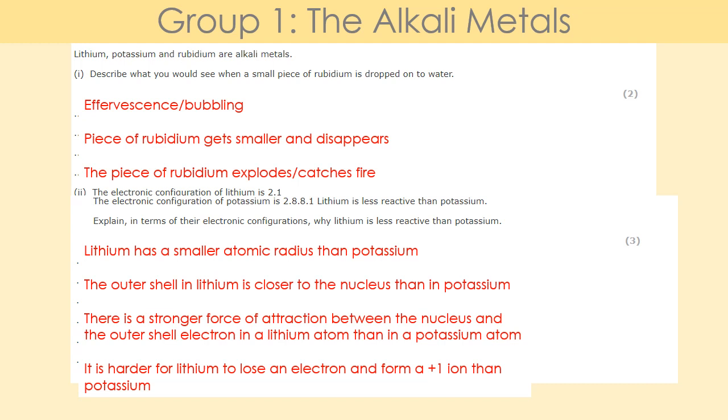So therefore it is harder for lithium to lose an electron and form a 1+ ion than potassium. Again, I've put 4 points there. You only kind of need 3 of them. The first 2 points are broadly the same, but I've put them in so we can see how we can get there.